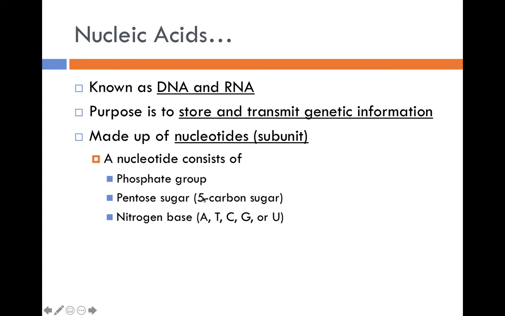A pentose sugar is a 5-carbon sugar, and it has to have 1 nitrogen base. That nitrogen base could either be A, T, C, G, or U. On the next slide, I actually go over what they mean, and so that should make that a little bit easier for you. That A is for adenine, the T is for thymine, the C is for cytosine, the G is for guanine, and the U is for uracil.